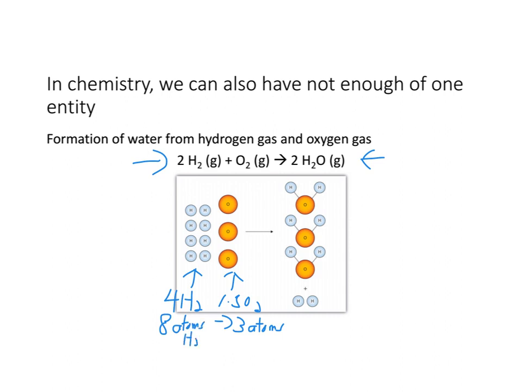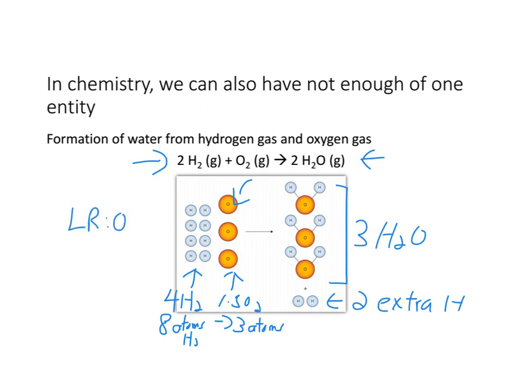Now, you can clearly see from our product here, we have 3 molecules of water, and we have 2 extra hydrogen molecules. So we know this is our extra or our excess reagent, and we're limited by the number of oxygen that we have for our reaction. In this case, our limiting reagent, O2, is our oxygen, and our excess reagent, ER, is our hydrogen.